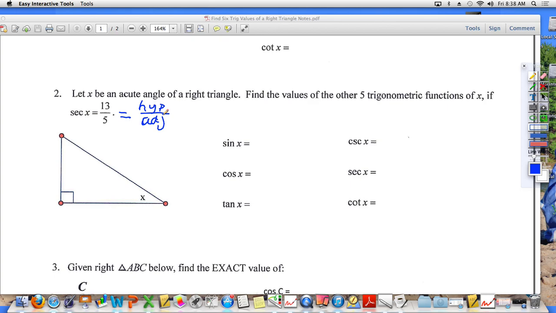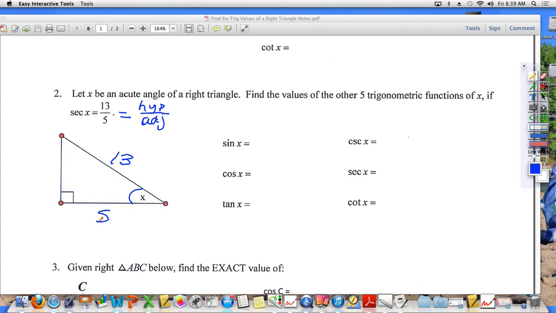The reciprocal of cosine is going to be those two flipped over. So we have hypotenuse over adjacent. So the hypotenuse in this triangle is what? 13. Adjacent to angle X is going to be your 5. So we have to put the 5 on the bottom. Our job is going to be, of course, to calculate that missing side. So we have to use the Pythagorean theorem.